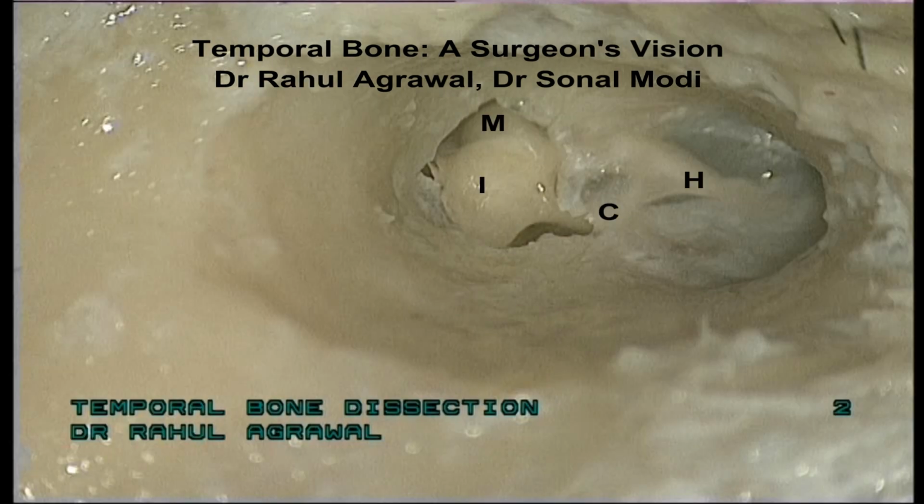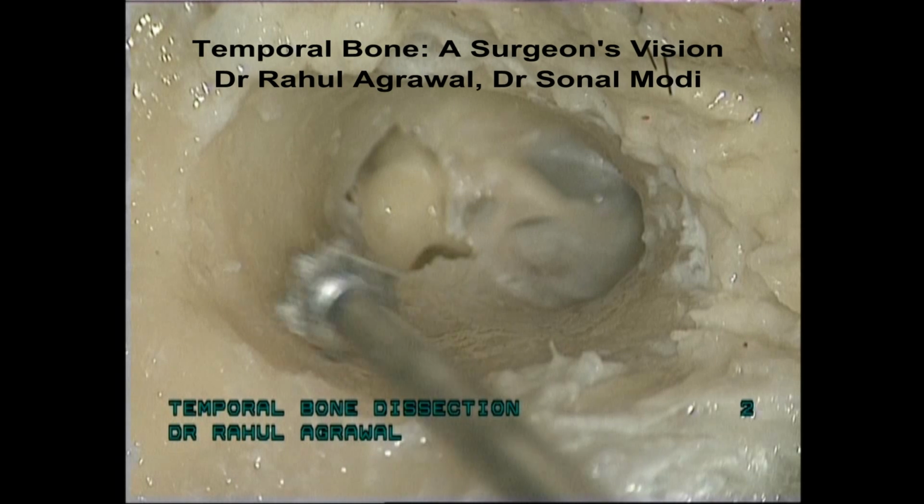Again, you can see malleus and incus labeled as M and I. C stands for chorda tympani. H shows the handle of malleus attached to the tympanic membrane. Now your attic is partially exposed.